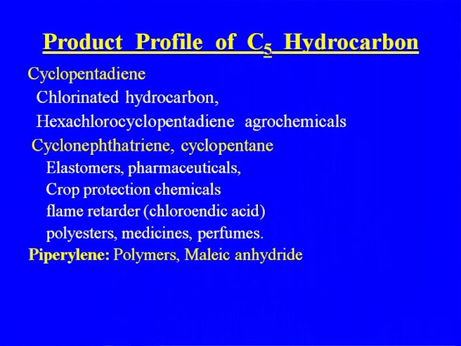Cyclopentadiene that you are making into chlorinated hydrocarbon, hexachloropentadiene, agrochemical, then cyclopentadiene, cyclopentane, elastomer, pharmaceutical, crop protection, flame retardant, and then another important product we are getting, piperylene, for the polymers and the maleic anhydride.